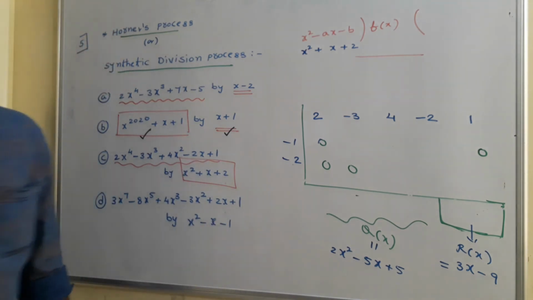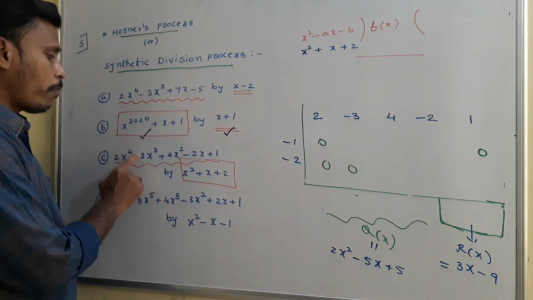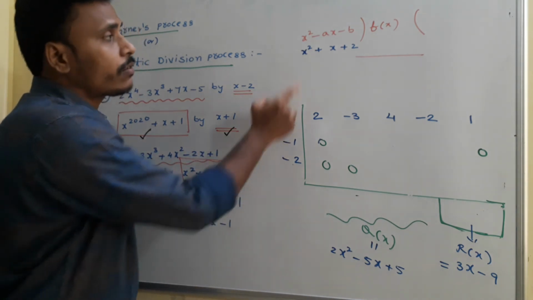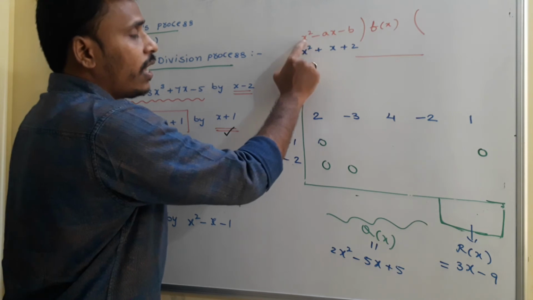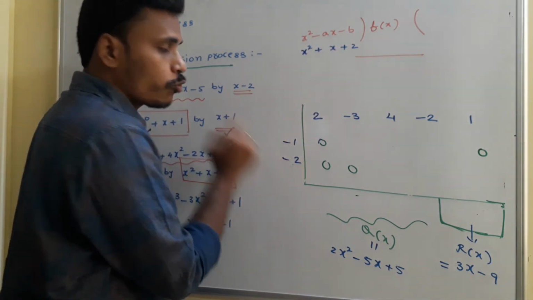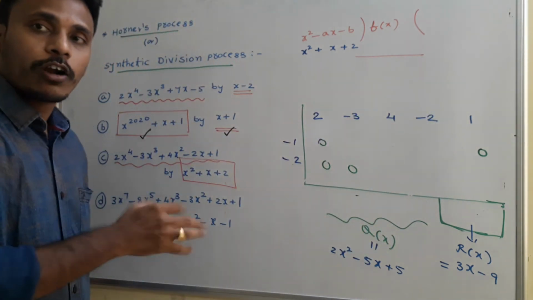Okay. So first of all, these are the coefficients of the given polynomial: 2, minus 3, 4, minus 2, 1. That's it. And these two are the numbers when you compare the divisor with x square minus ax minus b. A is minus 1, b is minus 2. And then these 4 places should be zeros. You need to start with that.